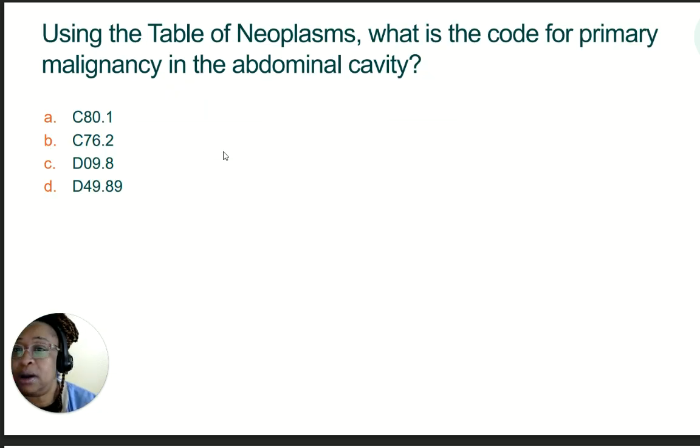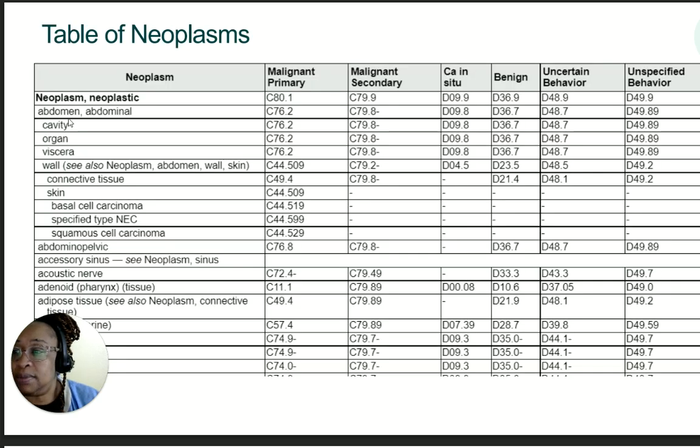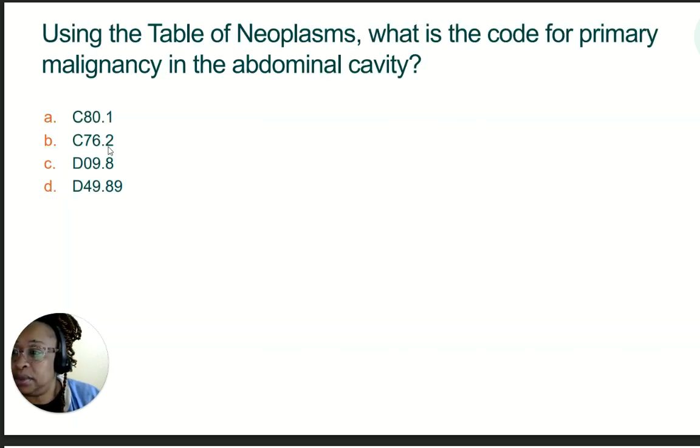Now, we have here a question. Code a primary malignancy in the abdominal cavity. So let's revert back to that actual chart. We see here abdominal cavity, and it's a primary because that's the only one that is listed, and it shows that the code is C76.2. C76.2, meaning abdominal cavity. That is the actual code that we're going to look for. So let's go back to the question, and it is B.